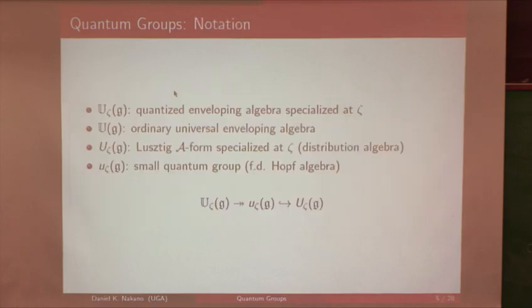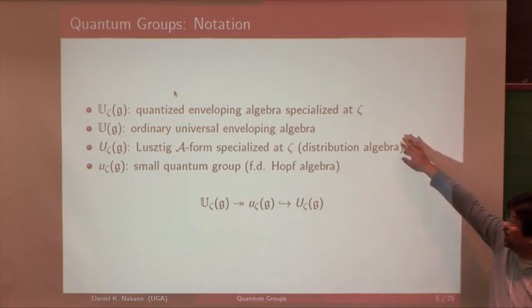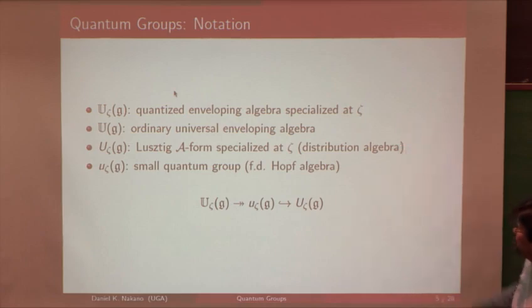All right, so I have a slightly different notation than the previous talk. This U zeta Q is the quantized enveloping algebra specialized at zeta. This was the first quantum group defined by Henning, the one without the divided powers. Then you specialize this at the root of unity. When the root of unity is 1, you can get the ordinary universal enveloping algebra out of that. So this is just the ordinary universal enveloping algebra over the complex numbers.